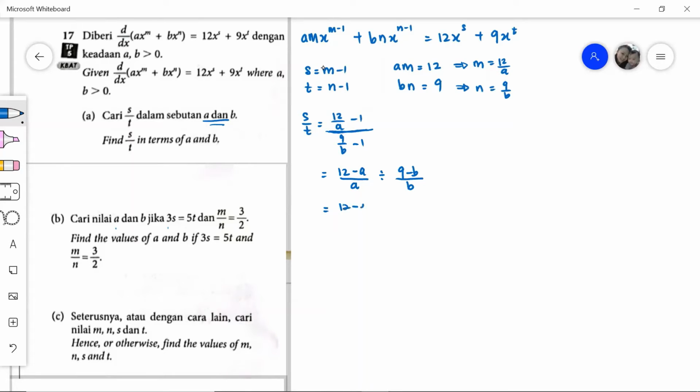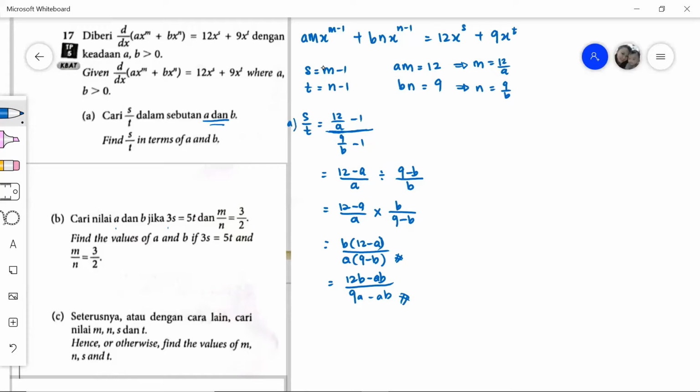Okay, so (12 minus a) over a, we multiply by b over (9 minus b). The moment we change the division into multiplication, the fraction that follows must be written in its reciprocal. So the answer will be b(12 minus a) over a(9 minus b). We can leave this as our answer or we expand it. So we have (12b minus ab) over (9a minus ab). Okay, so we found the answer for a.